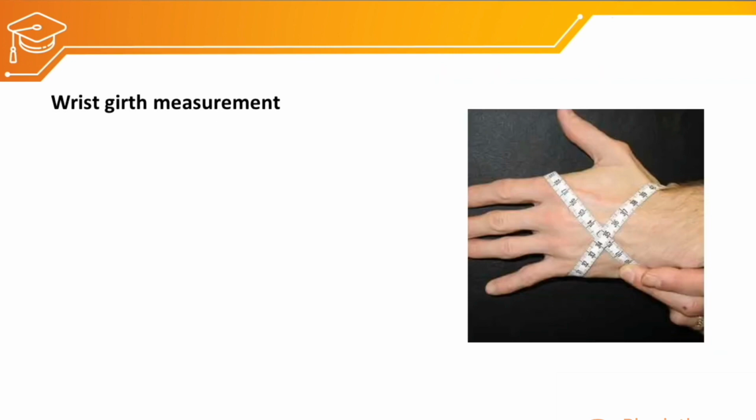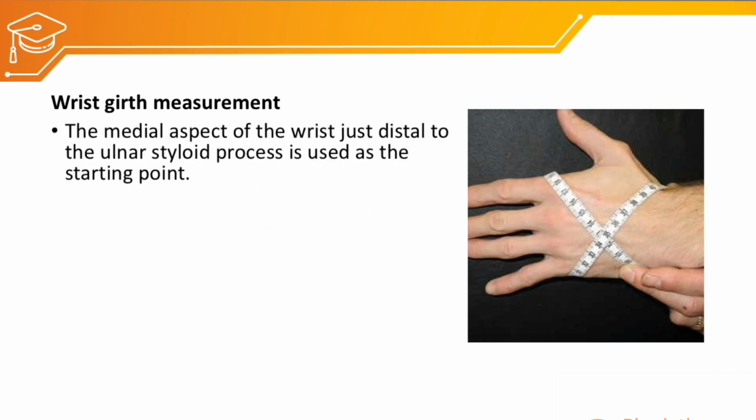Wrist girth measurement is taken as a figure of 8 measurement. What are the steps for wrist girth measurement? The medial aspect of the wrist just distal to the ulnar styloid process is used as the starting position. So this ulnar styloid process is taken as the starting position.